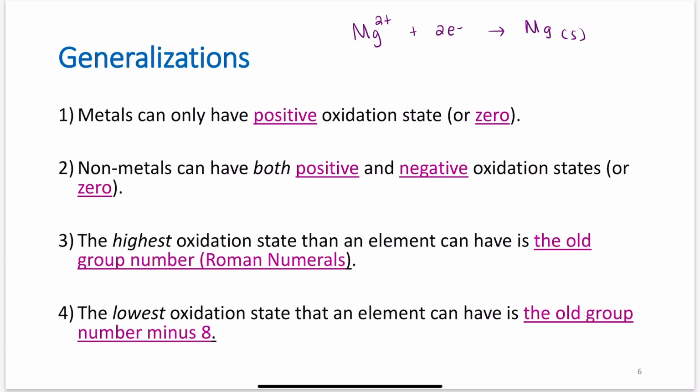The highest oxidation state that an element can have is the old group number. We call these the Roman numeral numbers. On the new periodic table, and I don't have one up in front of me right now, and I apologize for that, but on the old periodic table, we have your S block, we have your D block, we have your P block.